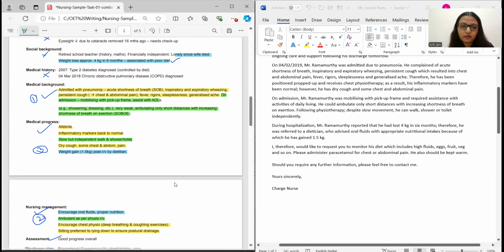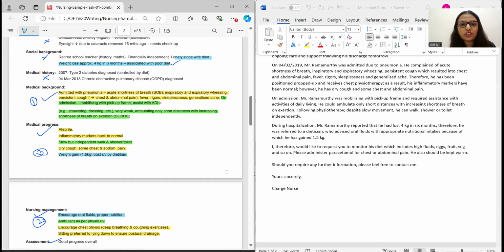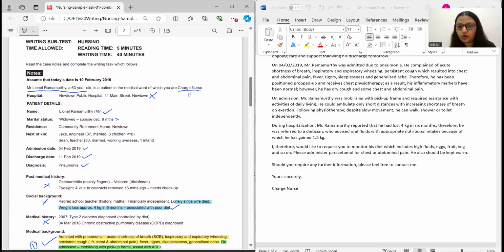Now let's make request. Final paragraph with all the requests. I therefore would like to request you to monitor his diet, which includes high fluids, eggs, fruits, vegetables, and so on. Please administer paracetamol for chest or abdominal pain, and he also should be kept warm. So all these three information has been provided here as a request. And then the closing phrase, should you require any further information, please feel free to contact me. Yours sincerely, charge nurse. Now this is already given at the top, charge nurse. Okay, so I'm closing here with the charge nurse.